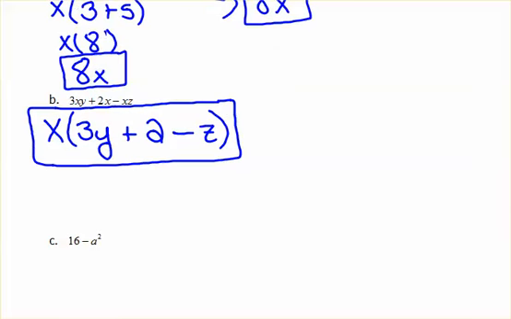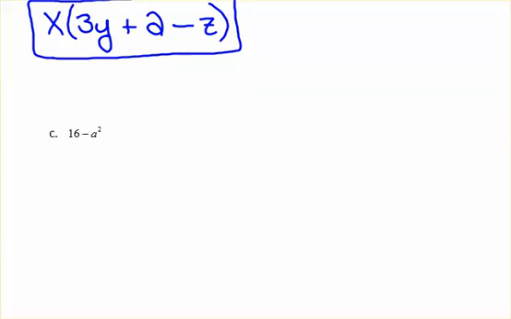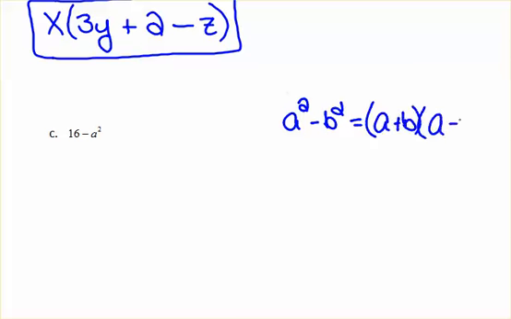Finally, they also threw in some difference of two squares problems, and you probably have not seen these since beginning and intermediate algebra, or you may have used some in college algebra, but it's probably been a while. We have this rule that says if you've got a squared minus b squared, that will factor into a plus b times a minus b.